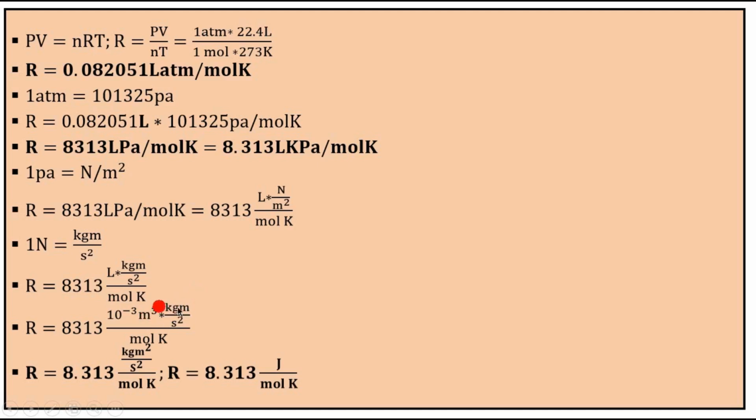Because we are getting 10 power -3 when changing the liter to meter cube, in this case we have kilogram meter square per second square. That means that is joule. So we have another unit of 8.313 joule per mole Kelvin. So they are just different units in which you can express the gas constant. Depending on the question that you have, you can choose which one you are going to use.